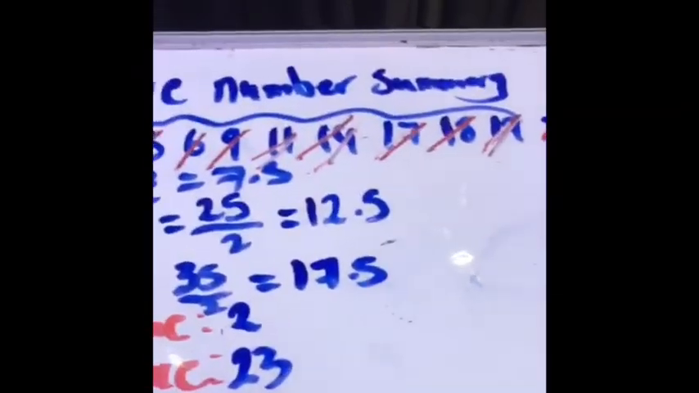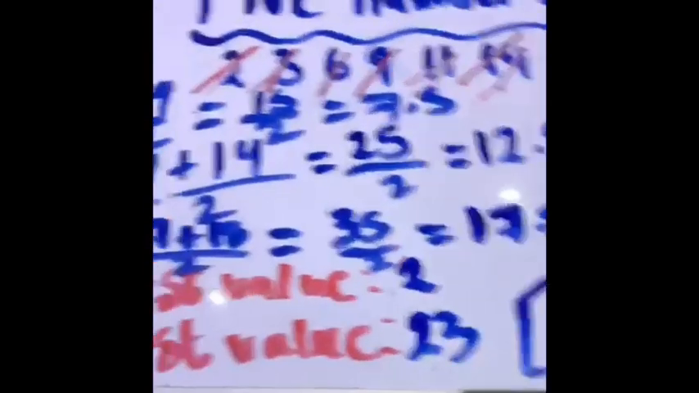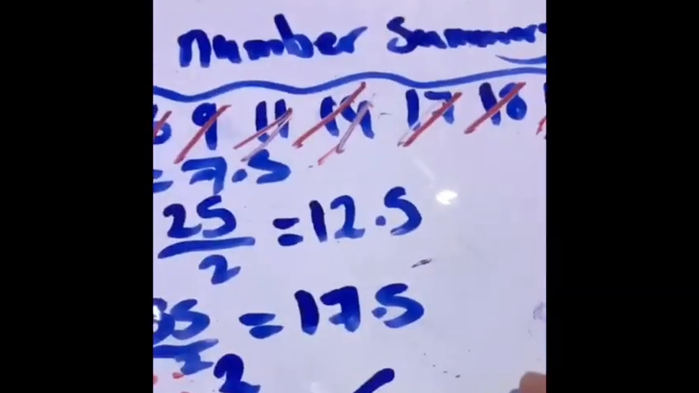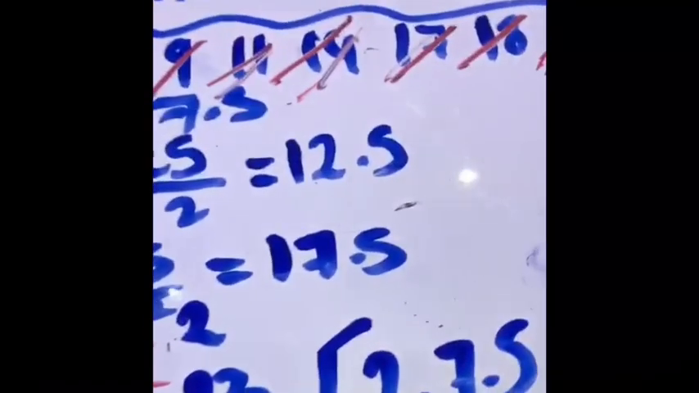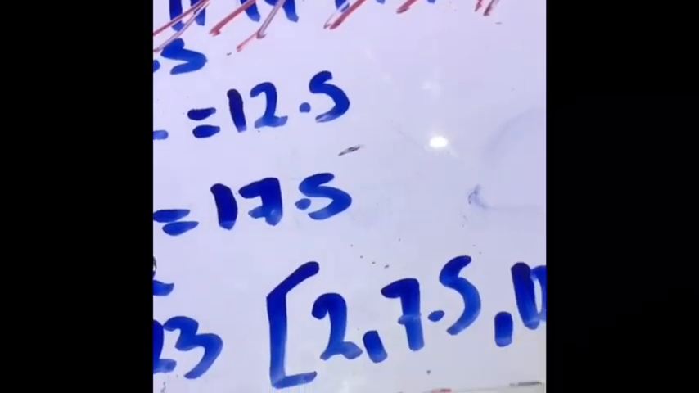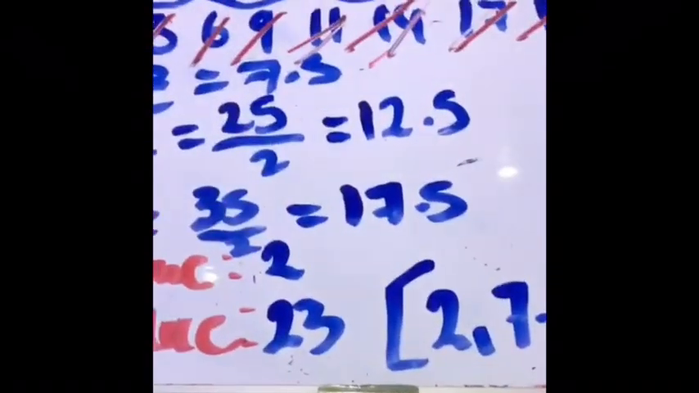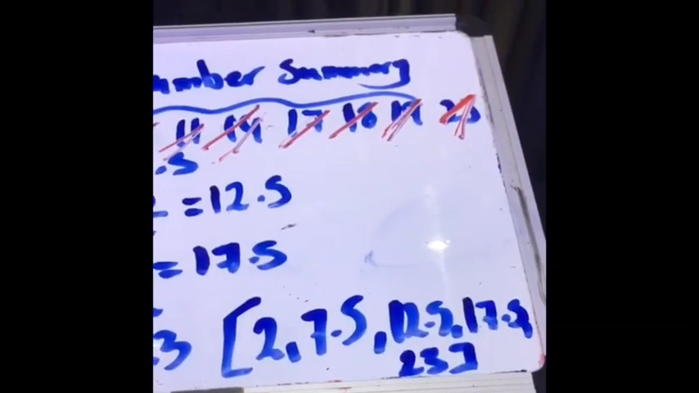Now how do we represent the 5-number summary? We open a bracket, we start with the smallest value, 2, and then Q1, 7.5, and then Q2, 12.5, and then Q3, 17.5, and then the largest value, 23, and we close the bracket. And here is the 5-number summary.